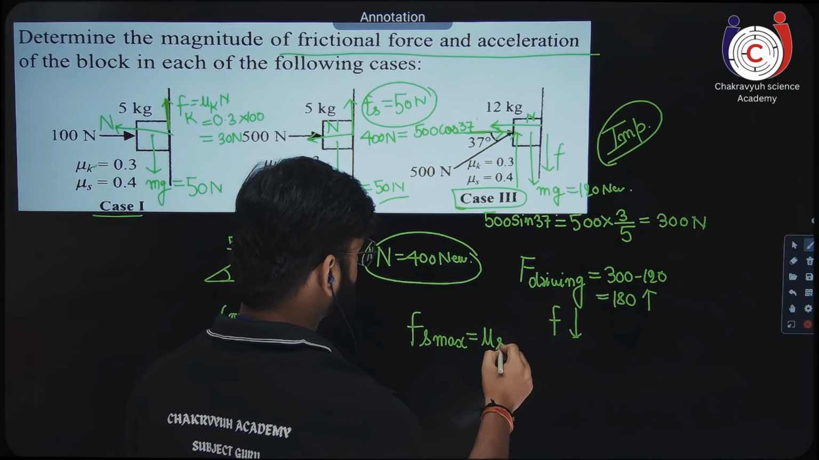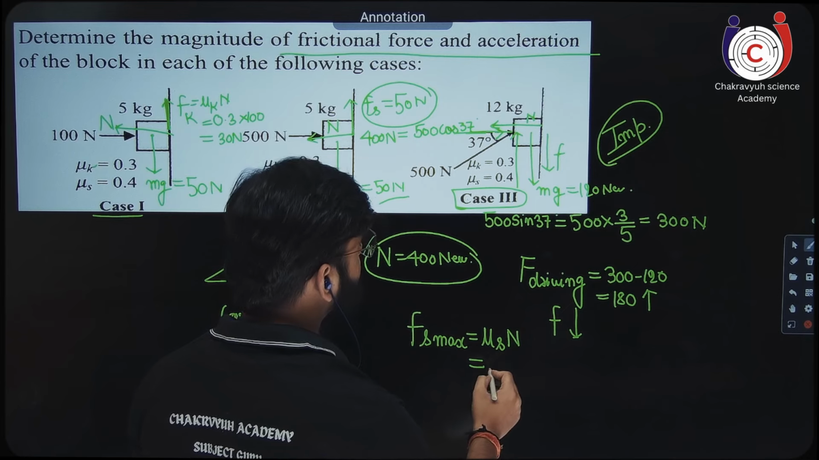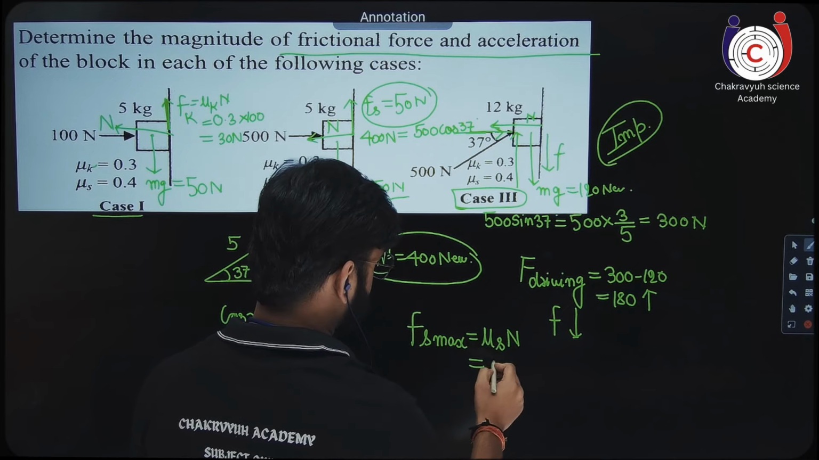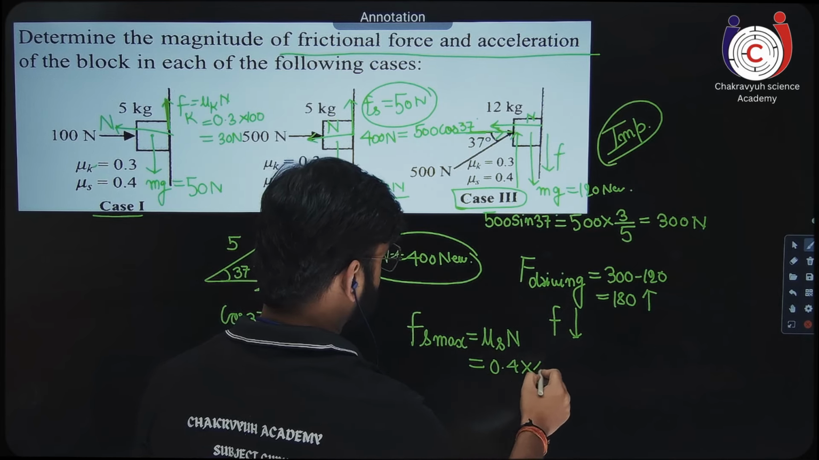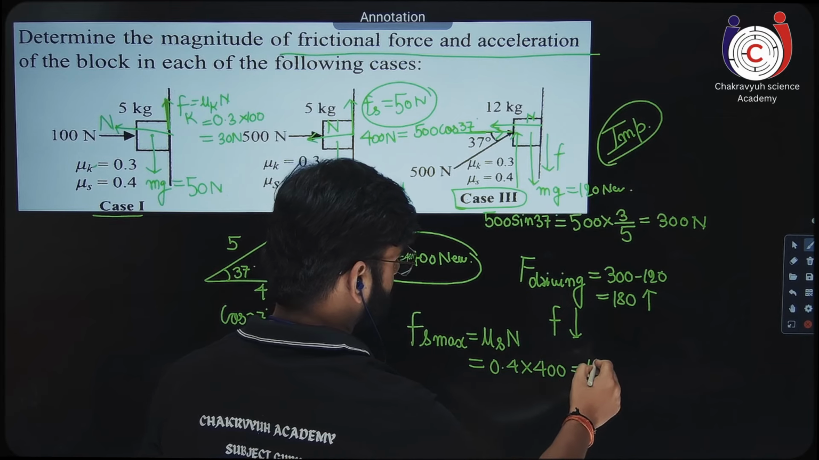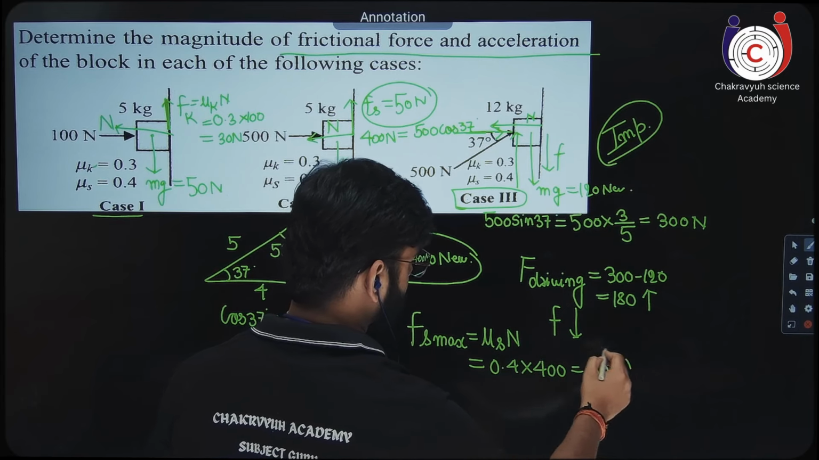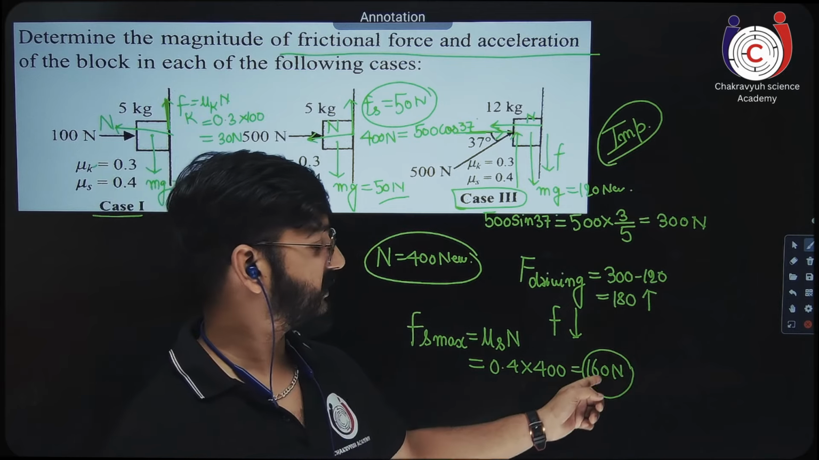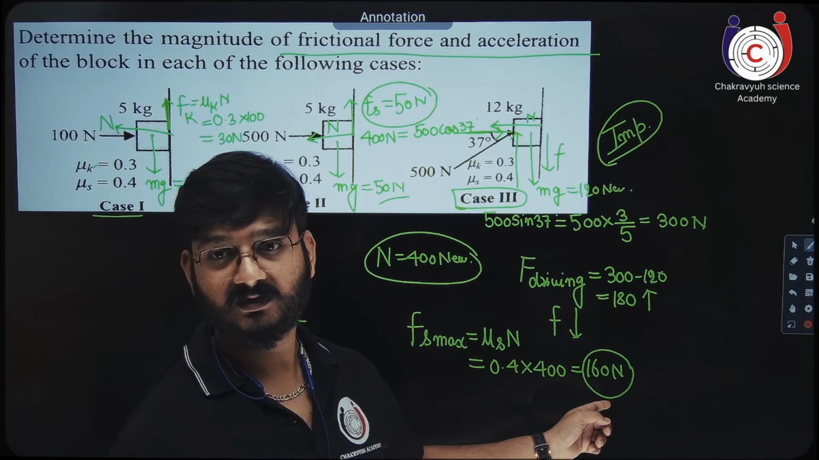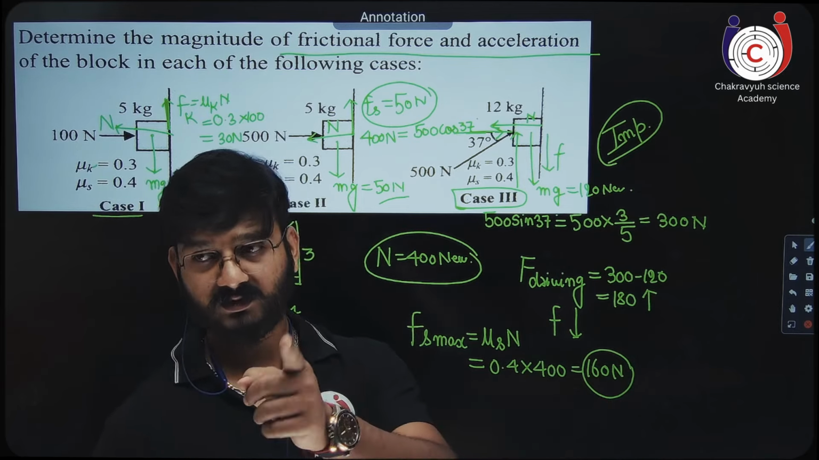What is Fs max, students? Mu s into N. What is N here? 400. So 0.4 into 400. What is the value? 160 newton. So is the driving force greater than Fs max or less than? Greater. So will it move? Yes.